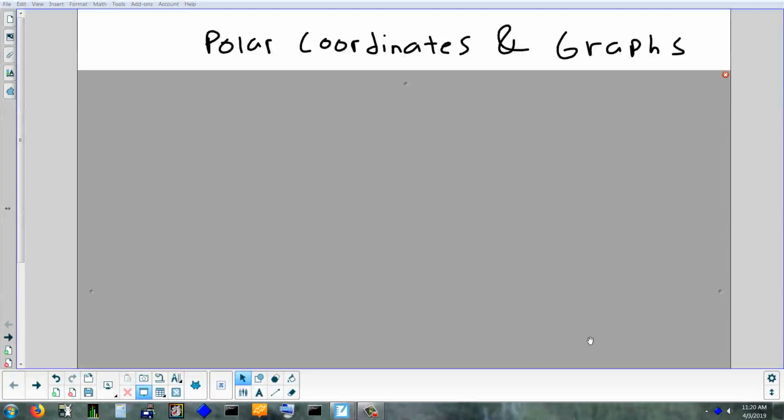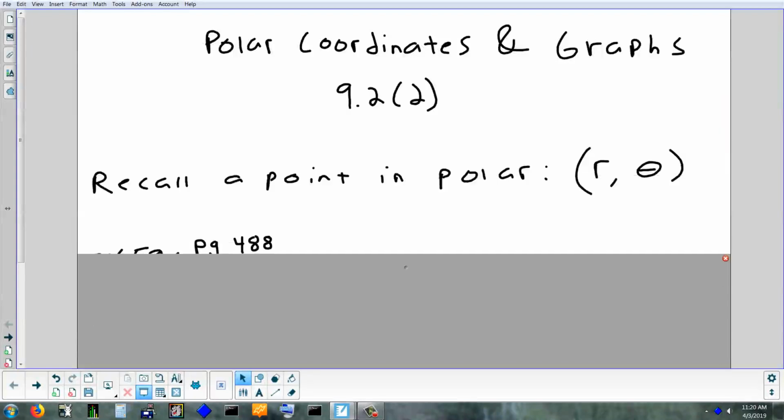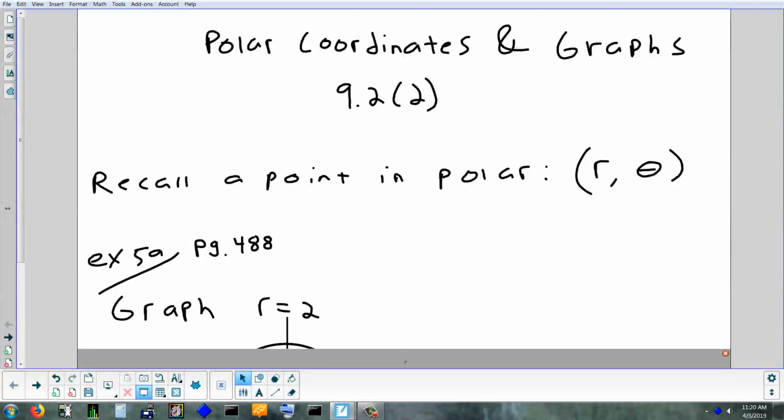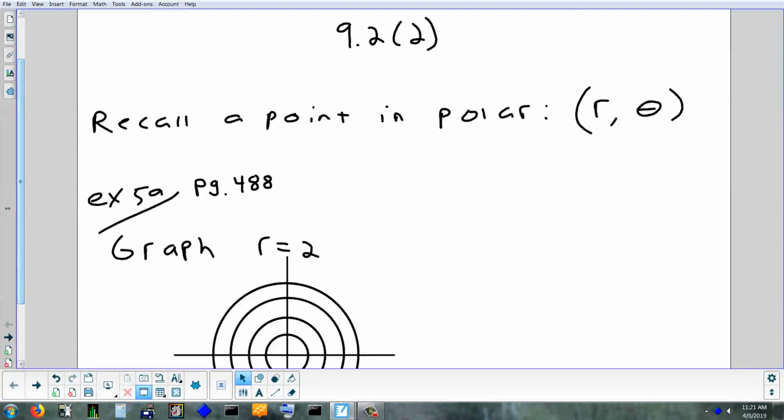All right, so let's take a look at the second part of section 9.2. Remember that when you graph a point in polar, it doesn't use xy, it uses r theta. So what we're going to do today is get into not just graphing single points. We're going to graph an entire equation in polar. All right, so let's look at this one.